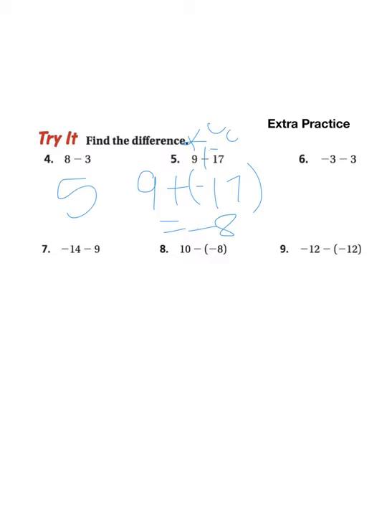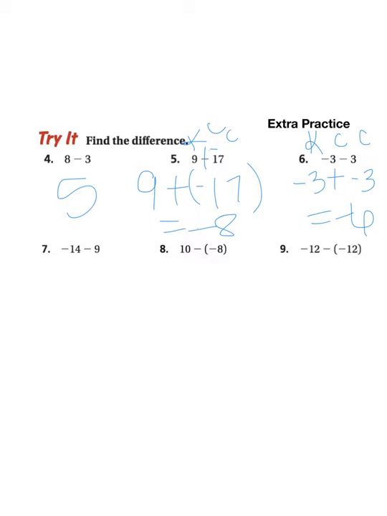On number 6, -3 minus 3. Do not be quick to say these are opposites. They are not. You have to keep change first. So we keep the -3. We change minus to addition. And we change the +3 to -3. -3 plus -3 will give us -6.